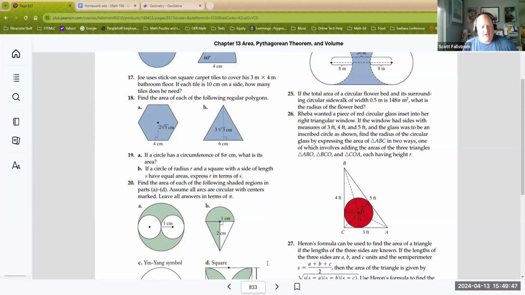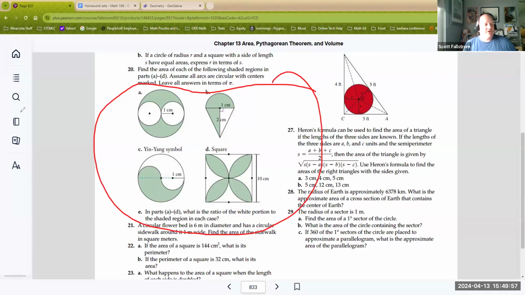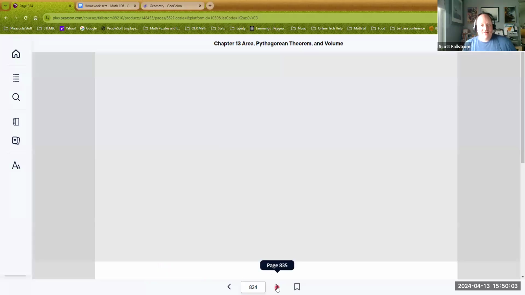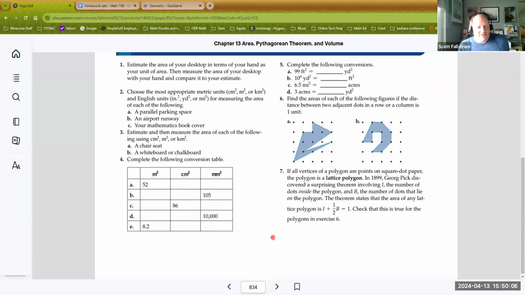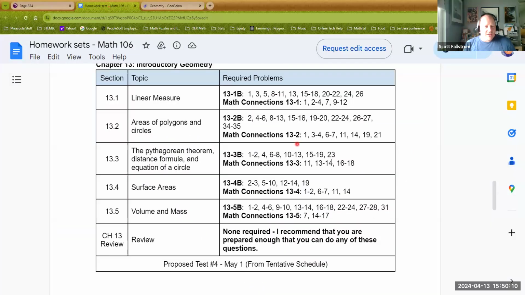I do want to point out that there's certain questions in here that I love. And I absolutely love questions like this. So if you're looking for some additional ones from part A, yeah, I would probably look at some of those. But let's jump into 13.2, questions 2, 4 to 6, et cetera.